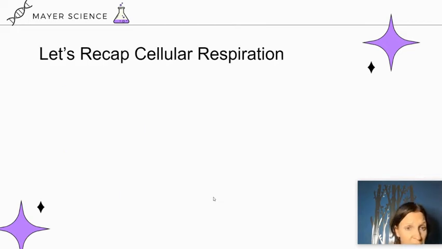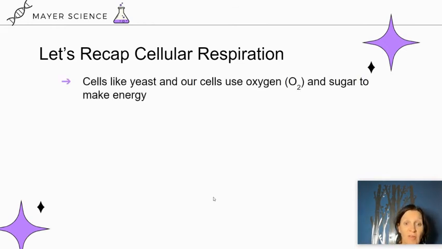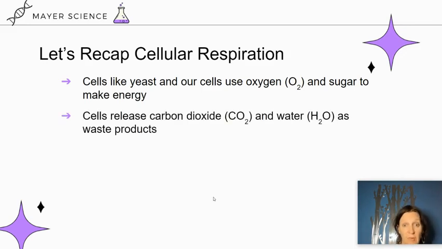So let's recap cellular respiration and wrap up this video. Cells like yeast and our cells, our blood cells, our skin cells, our bone cells, our nerve cells, all of those cells use oxygen and sugar to make energy, and that's called cellular respiration. And when our cells do that, they release carbon dioxide and water as a waste product.